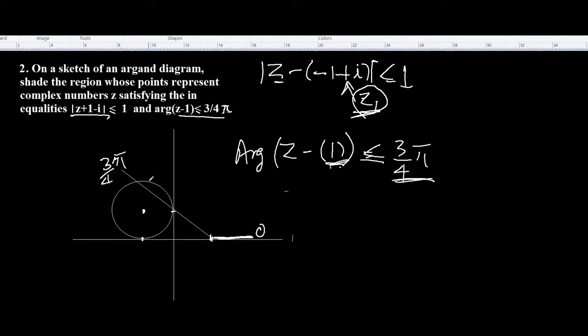And which area is common in the two? This area. This area is where the argument is less than 3/4 of pi with reference to this point, and it is less than 1 in magnitude with reference to this point. This is your final drawing.